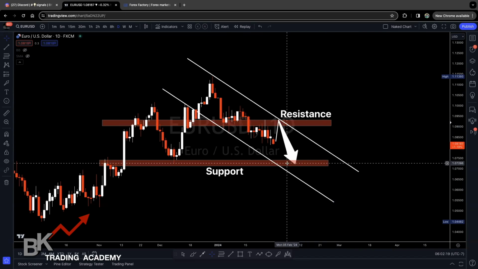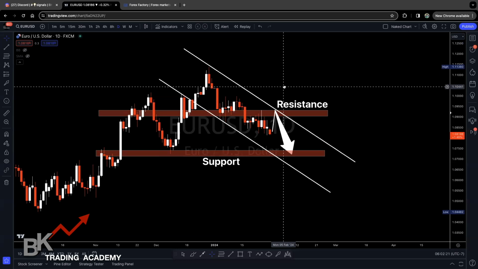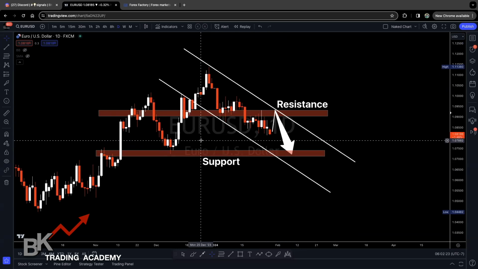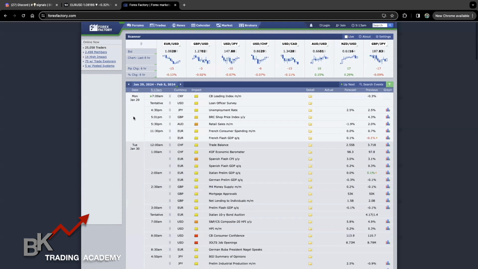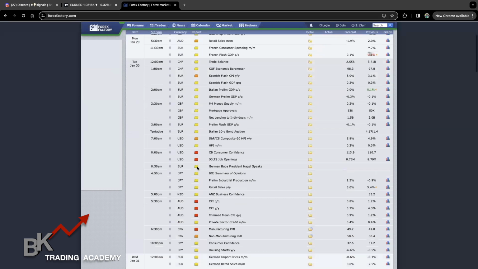And now we want to look at fundamentals. So because this is Euro USD, I want to go look at any type of news and find any type of reports coming out for Euro and USD. So I'm going to go to Forex Factory, and I'm going to start on Monday because today is Monday, and I'm going to look for red folders that have USD or Euro in it. So I can see that I have the consumer confidence report on Tuesday and also JOLTS job openings.